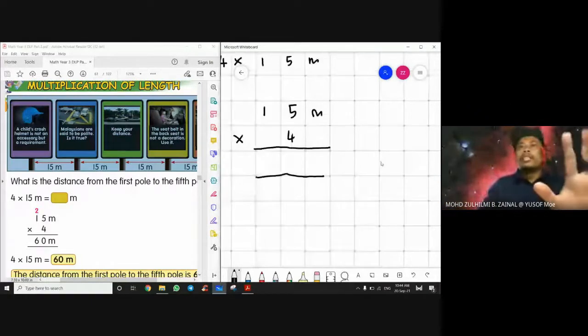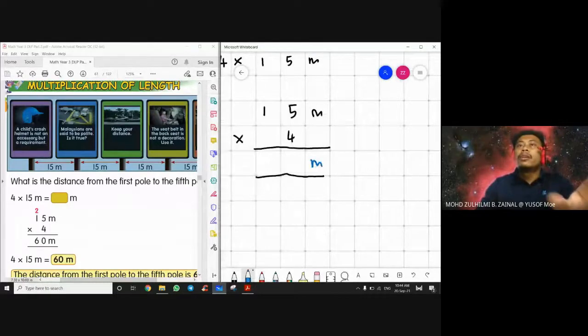Alright, if you forget, I will remind you again. Write down the unit first. Make sure to write down the unit. If you forget, if you did not put the unit, you might not get the complete marks. You cannot get full marks. So, what should you do?